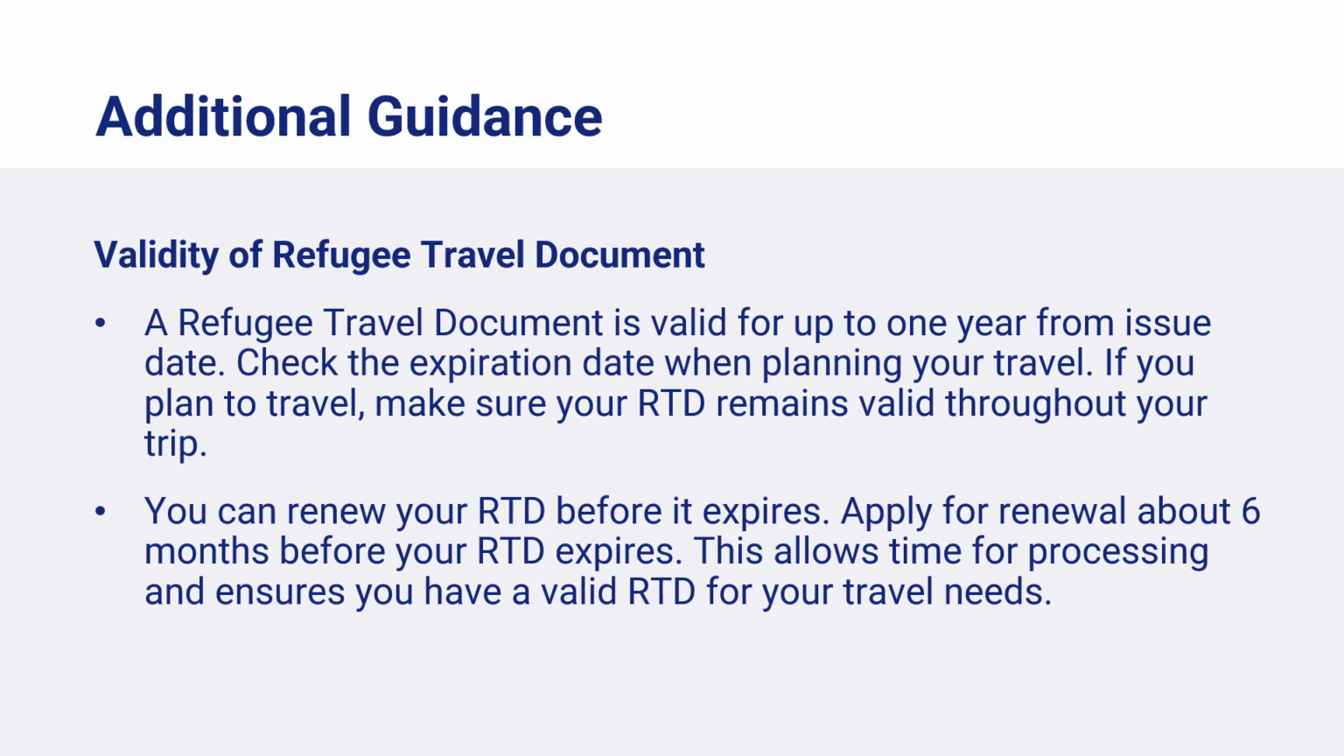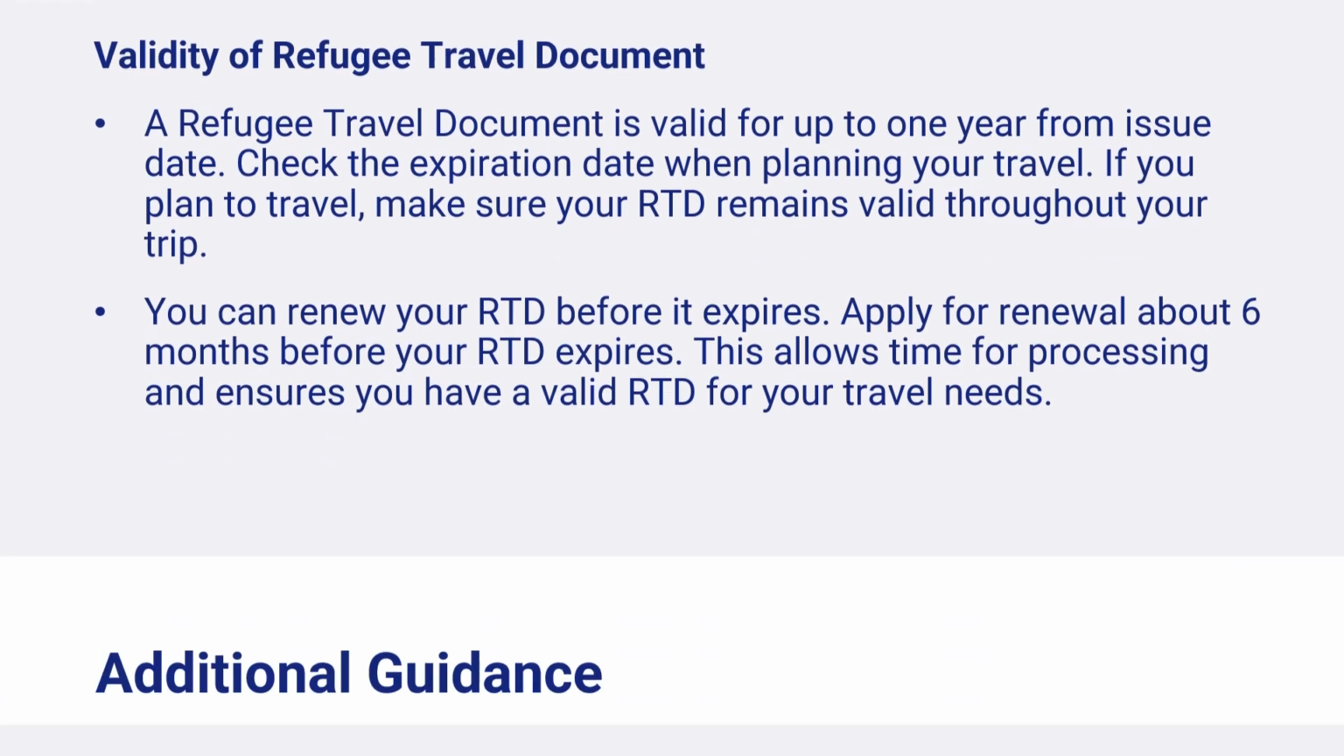You can renew your Refugee Travel Document before it expires. Apply for renewal about 6 months before your Refugee Travel Document expires. This allows time for processing and ensures you have a valid Refugee Travel Document for your travel needs.